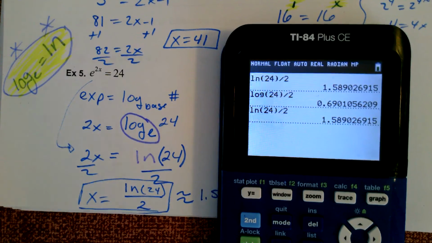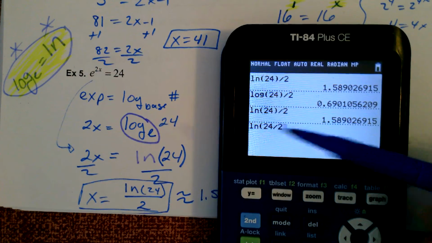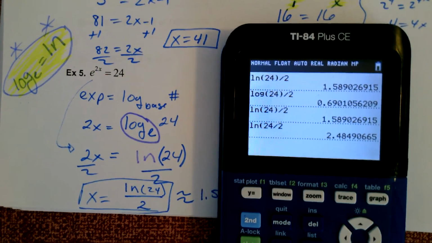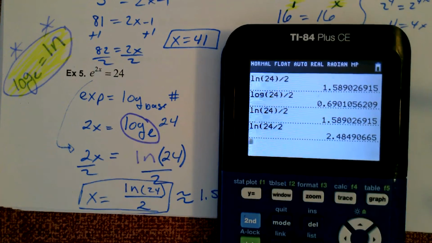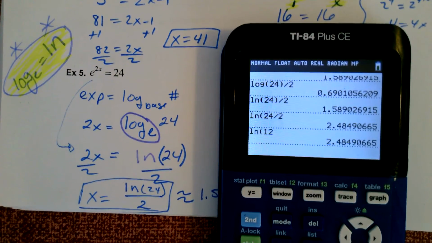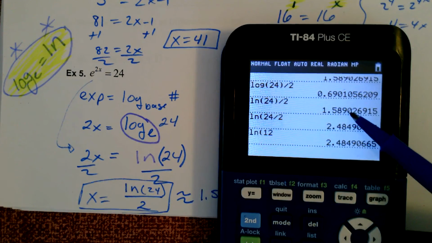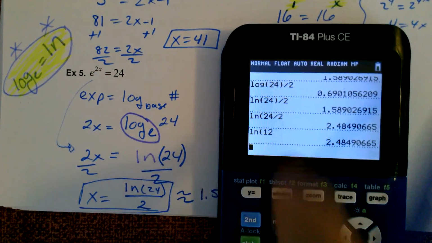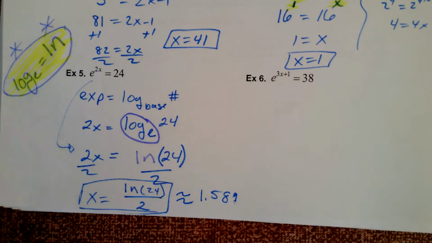Another common mistake people make is they go natural log of 24, divide by 2, and they don't close that parenthesis like they should. What your calculator is doing is the division first, and then the log. So it's basically doing the natural log of 12, which is what we don't want. We want 1.589. So that's wrong too. Be very careful. Close that parenthesis. It's a big deal, guys.